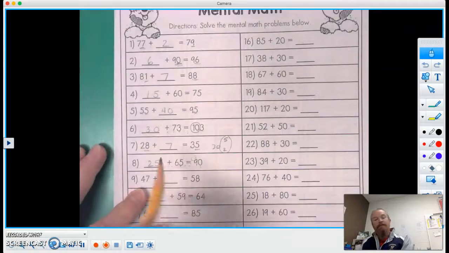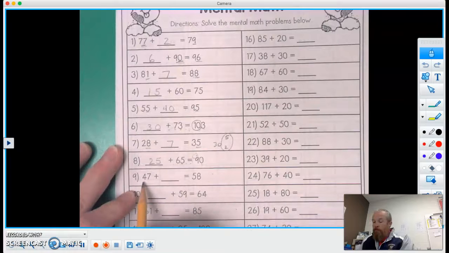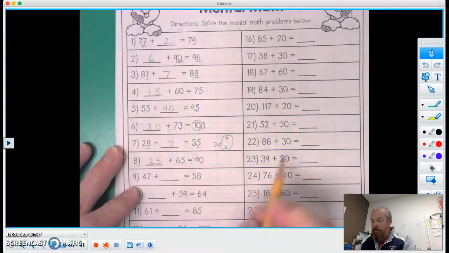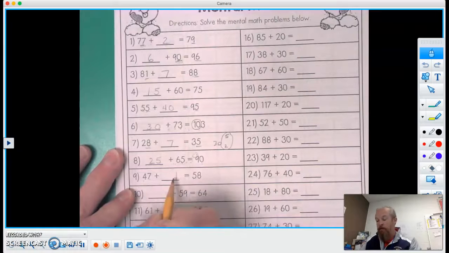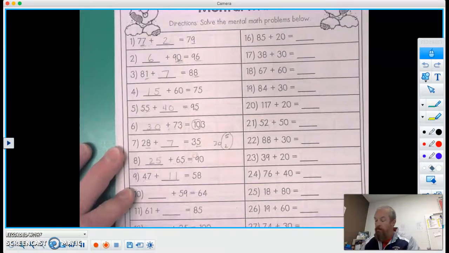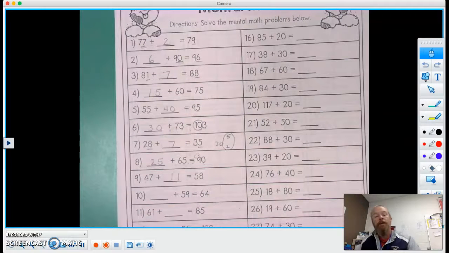Okay, here we go. Kind of the same thing as a little bit ago. So we're going to take 8 minus 7 equals 1. And 5 minus 4 equals 1. So a number plus 11 equals 58. 47 plus 11 is 58.